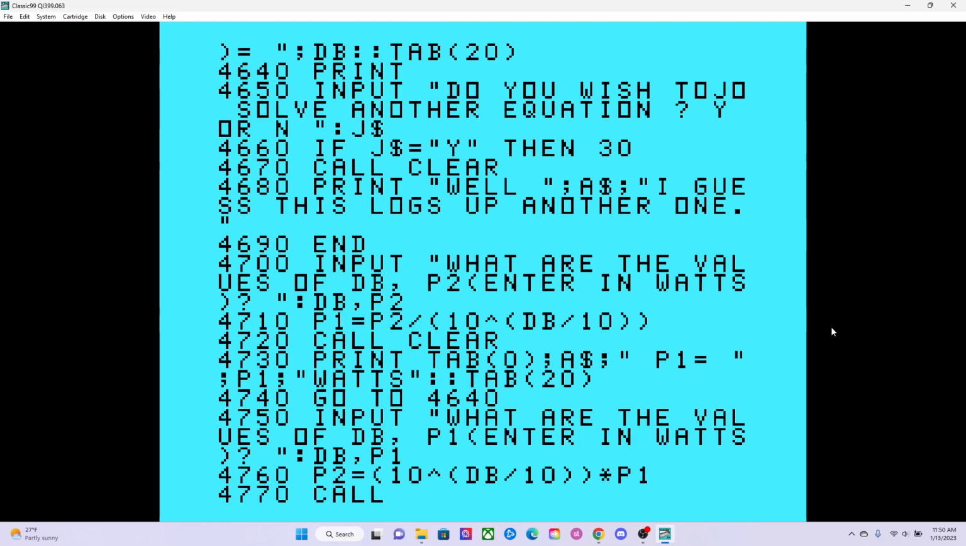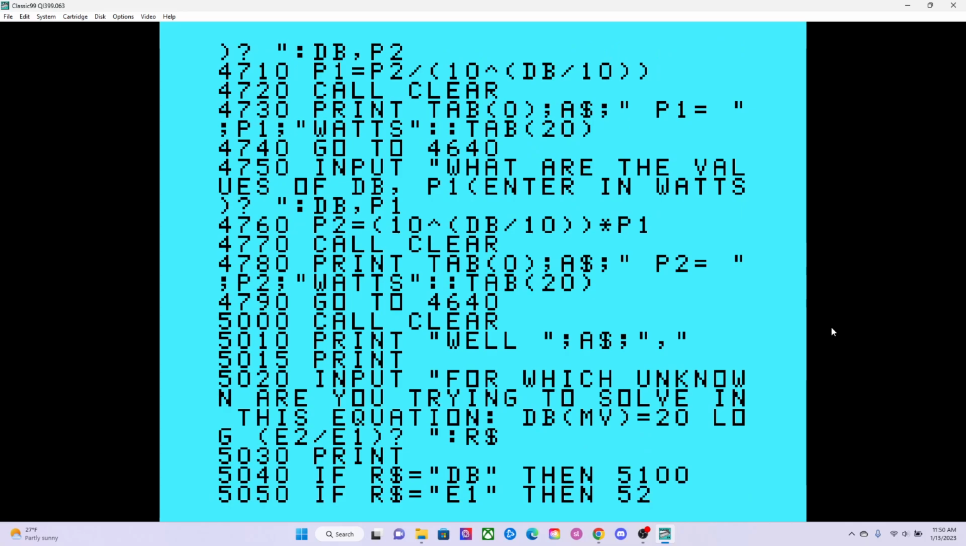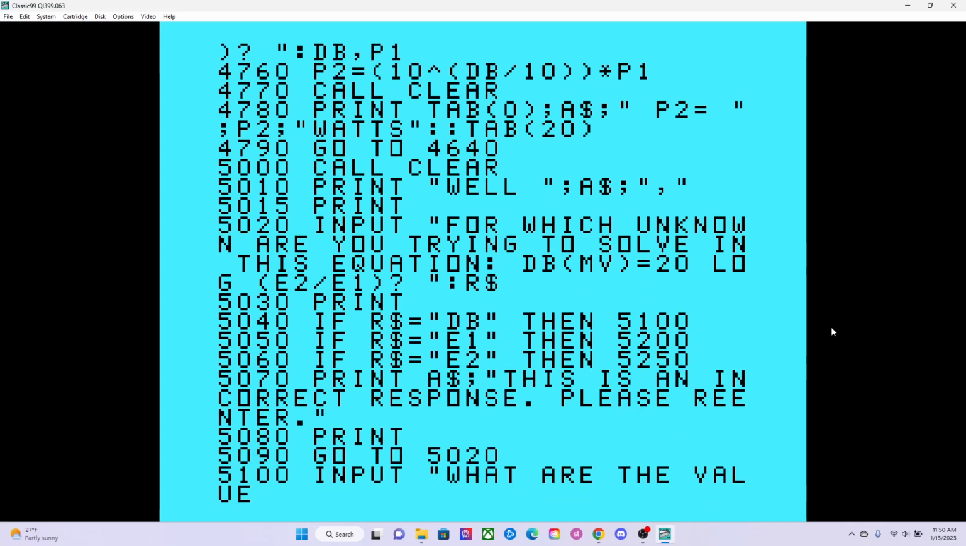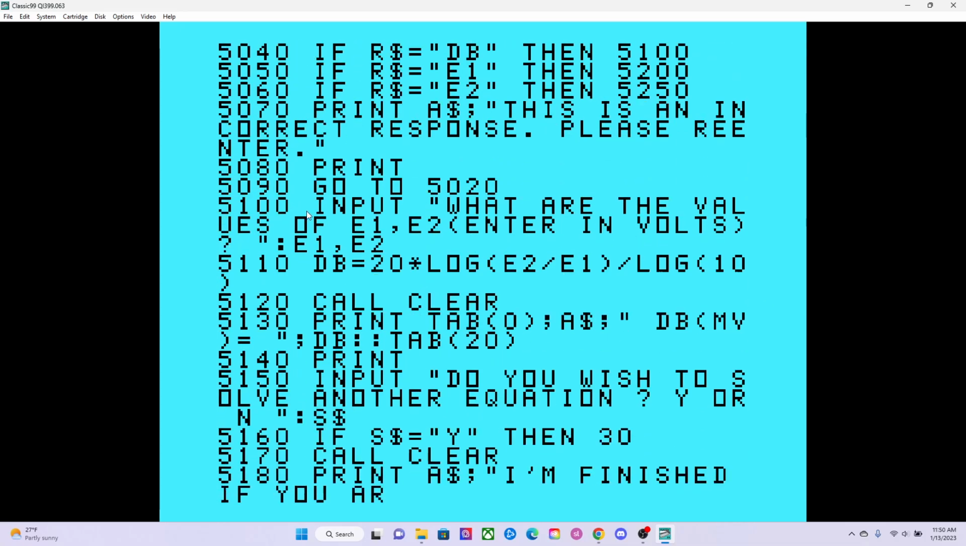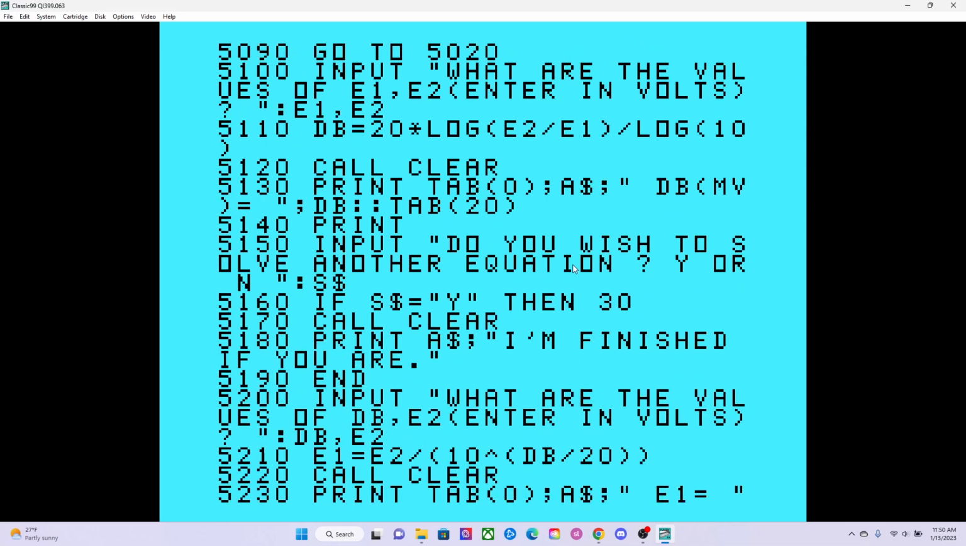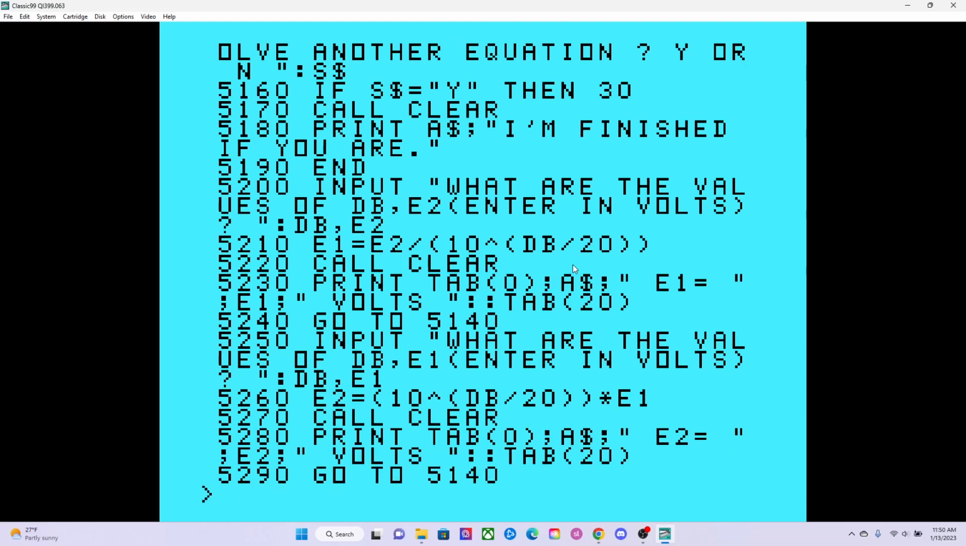Notice there are no subroutines. My dad uses GOTO a lot. I tend to favor subroutines. I think they're a little easier. But he used GOTO statements here. There's our logarithms. And there we go. That's the entire formulae program.